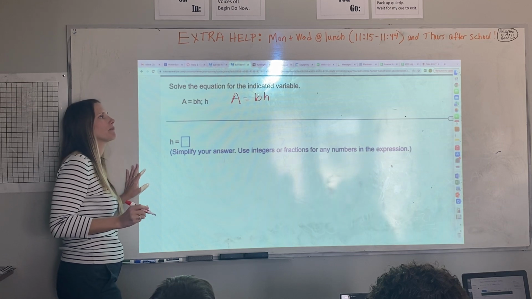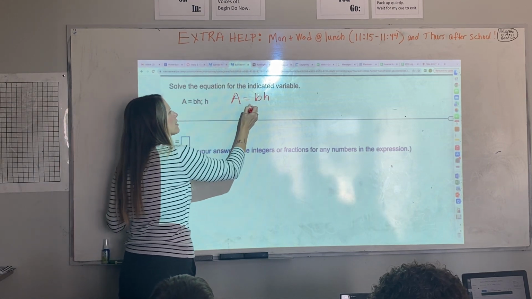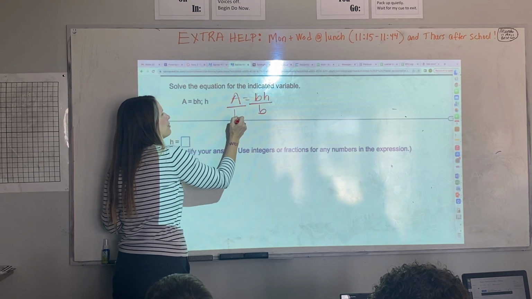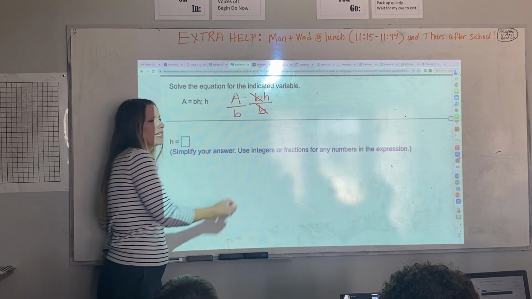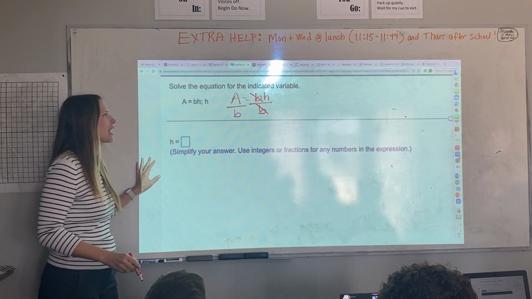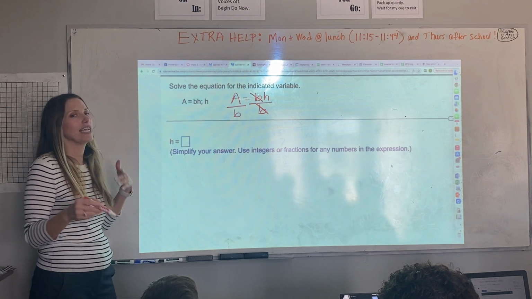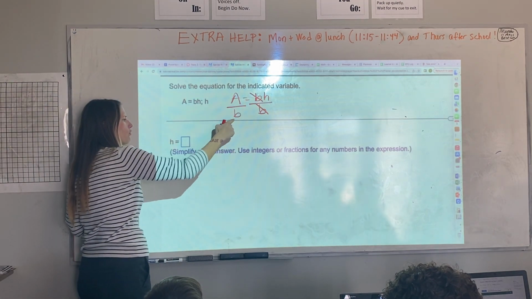Emily, what do we do? You divide by B on both sides. Good. Divide by B on both sides and poof, we're done. B over B cancels out, right? Anything over itself cancels out to 1. 1H is just H. So we have H equals A over B.